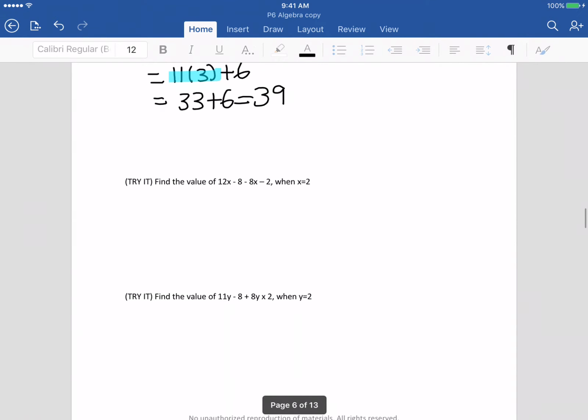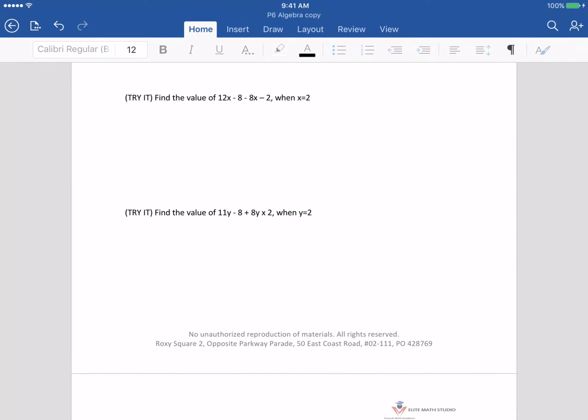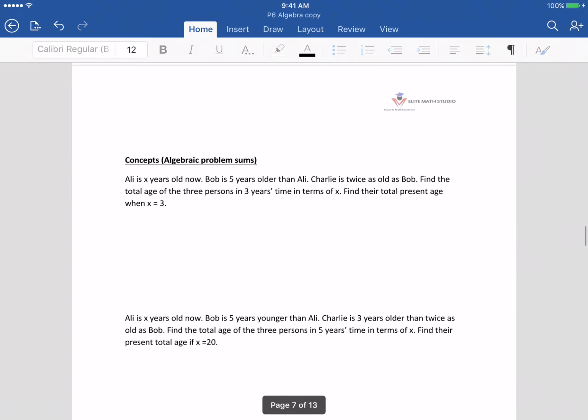Same thing for this. I gave you two examples. Pause the video and go and attempt it yourself. The idea is actually do simplification first. So after you have simplified, then after that, you sub in the respective values. Let's go to the next page.